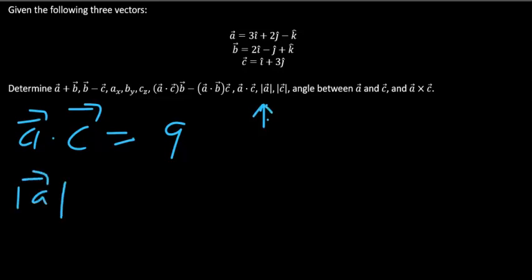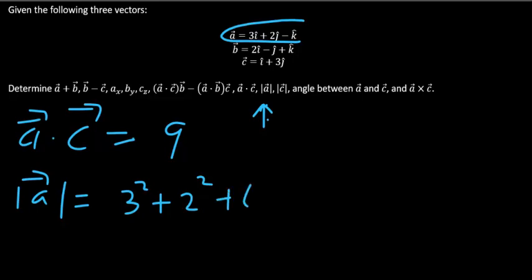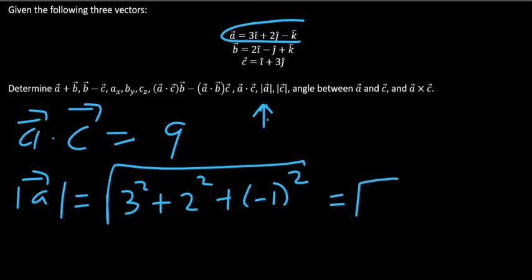The magnitude of a vector is given in the following manner. You look at this vector A, the components are 3, 2, and minus 1. So you have to square the components and sum them up. In this case, the x component is 3, so 3 squared, plus the y component is 2, so 2 squared, plus the z component is minus 1, so minus 1 squared, and then you take the square root. That is the magnitude of vector A, which in this case will turn out to be square root of 14.